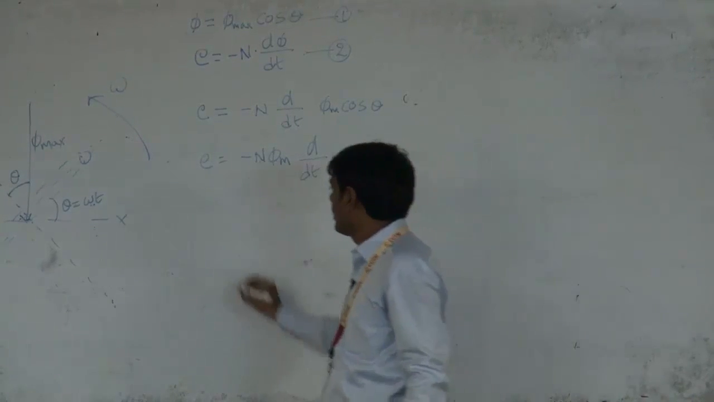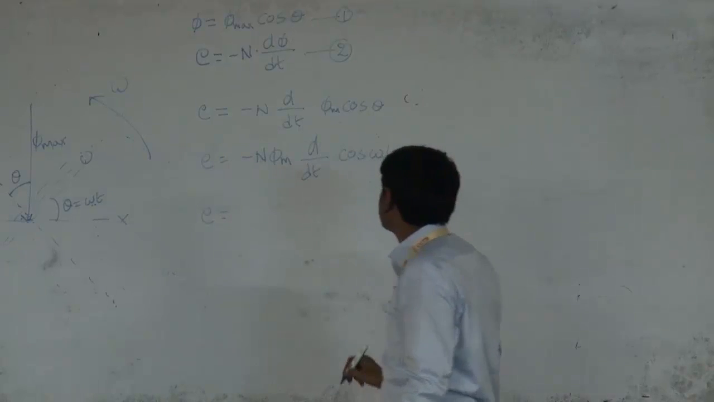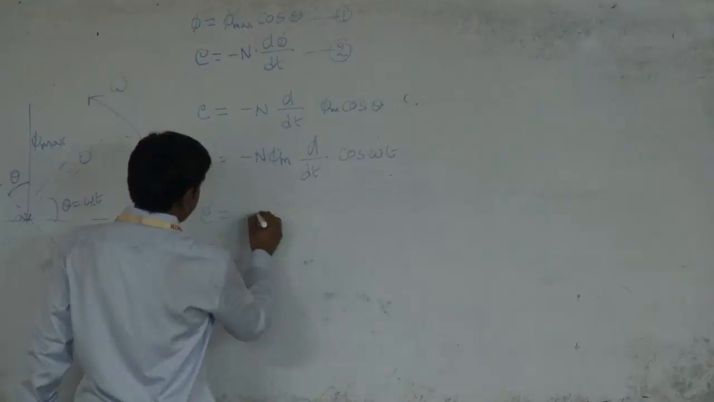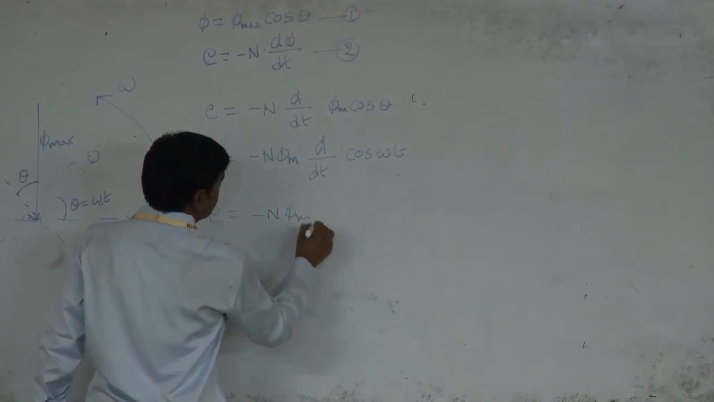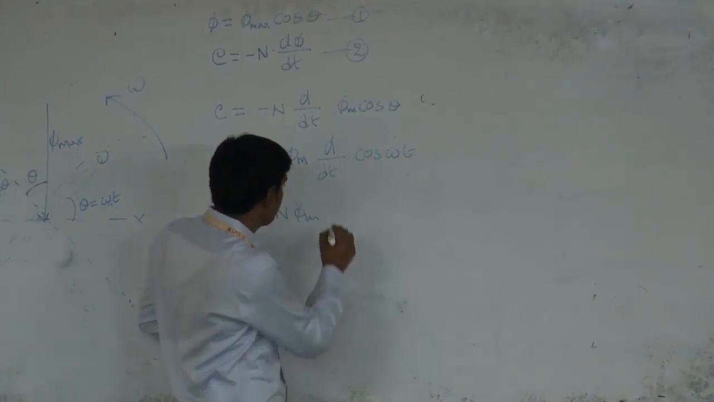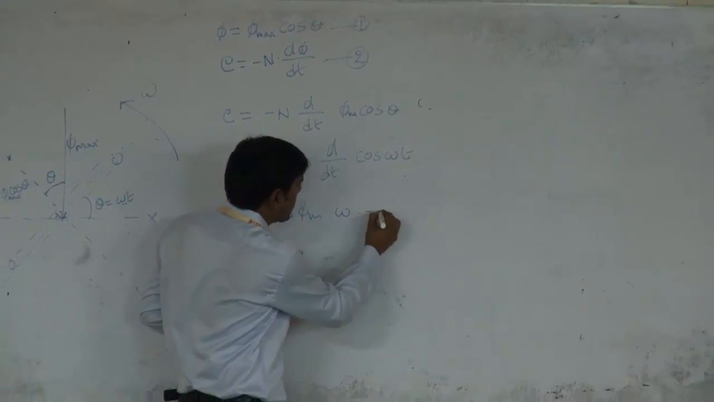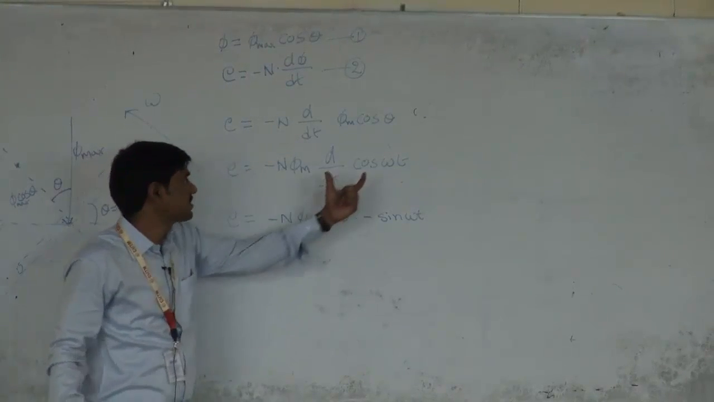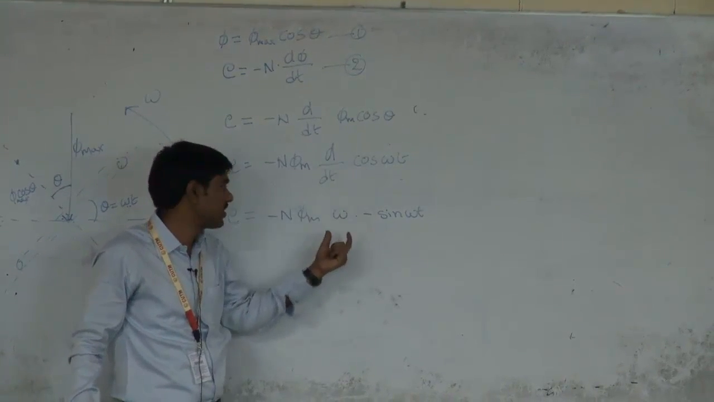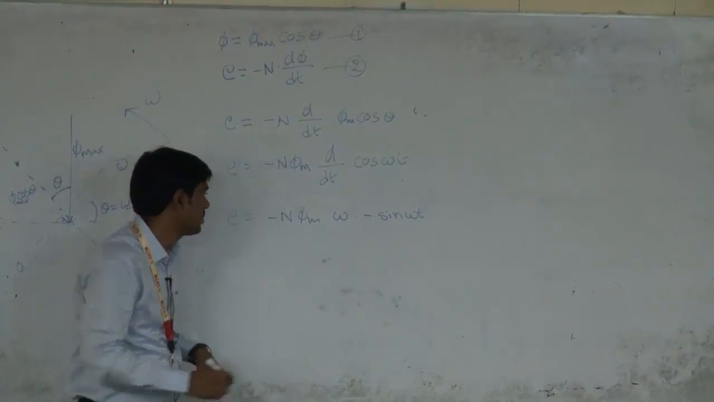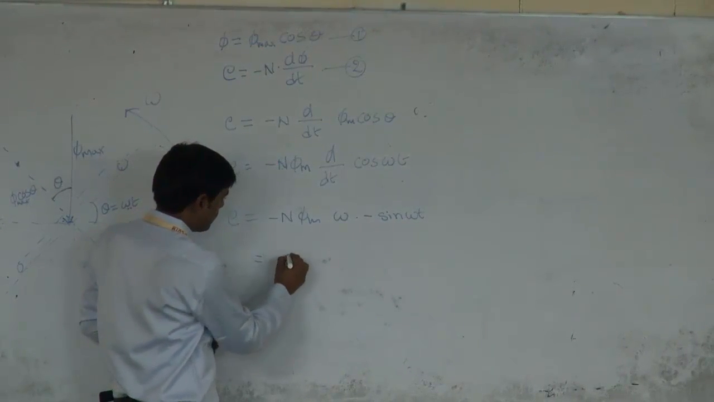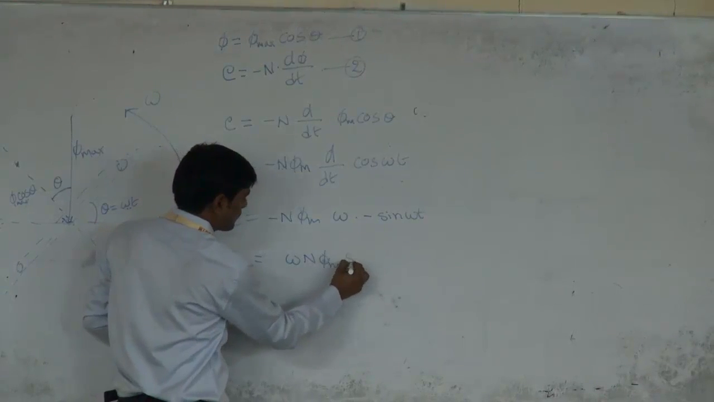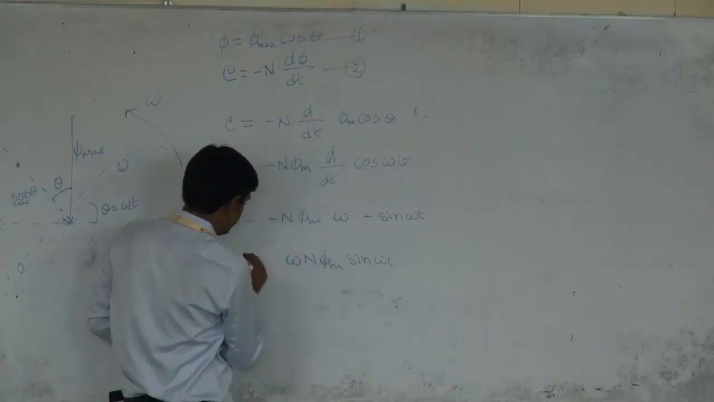Now if you apply the derivative, it is minus n phi m, and the derivative of cos omega t is omega into minus sin omega t. So now it will become omega n phi m sin omega t. So E is equal to omega n phi m sin omega t.